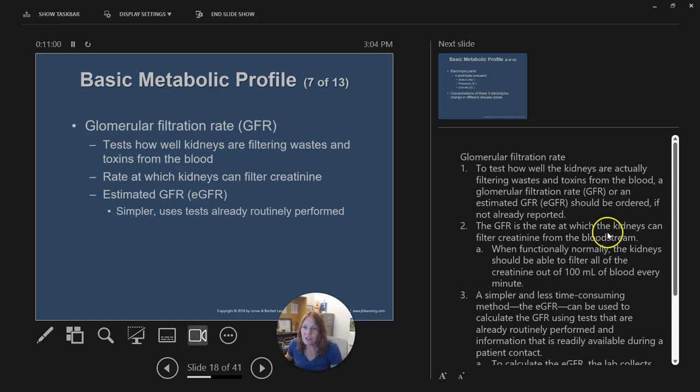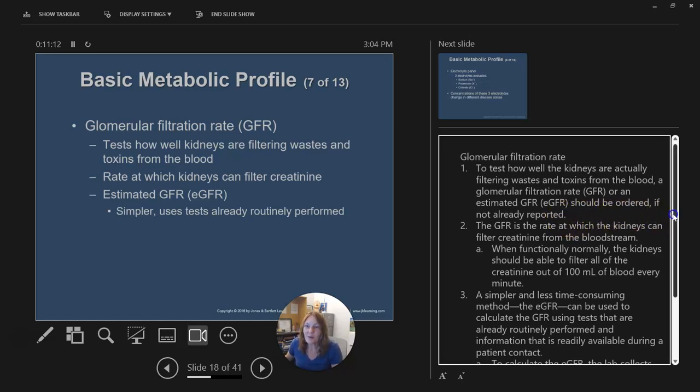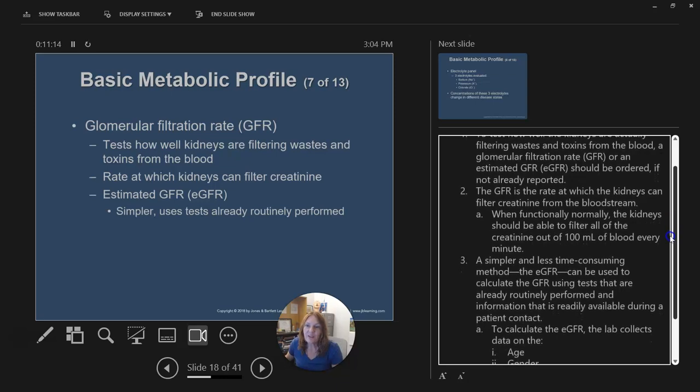Our glomerular filtration rate, GFR. To test how well the kidneys are actually filtering waste and toxins from the blood, a GFR or an estimated GFR, called an eGFR, should be ordered if it has not already been reported. The GFR is the rate at which our kidneys can filter the creatinine from our bloodstream. When functioning normally, the kidney should be able to filter all of the creatinine out of 100 milliliters of blood per minute.